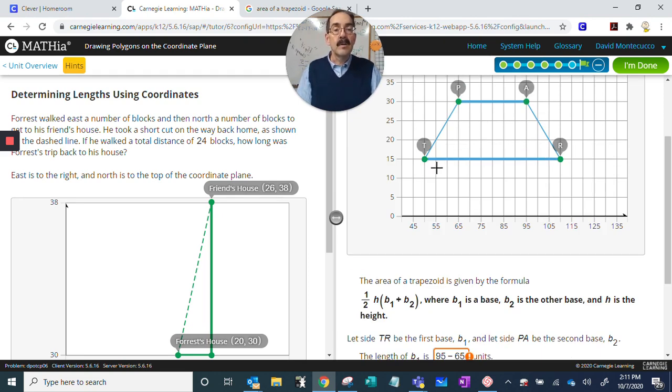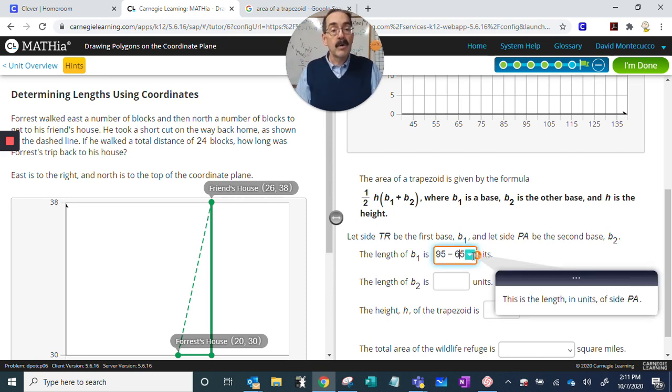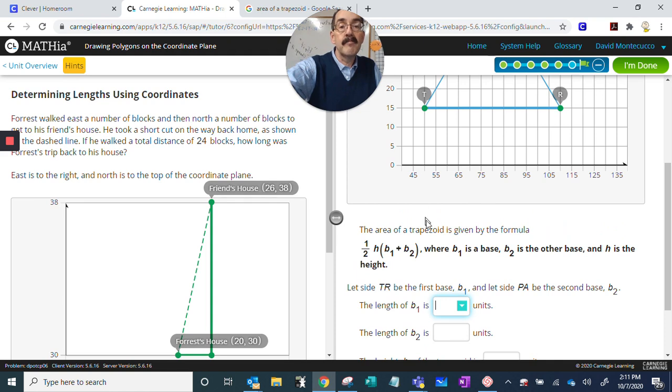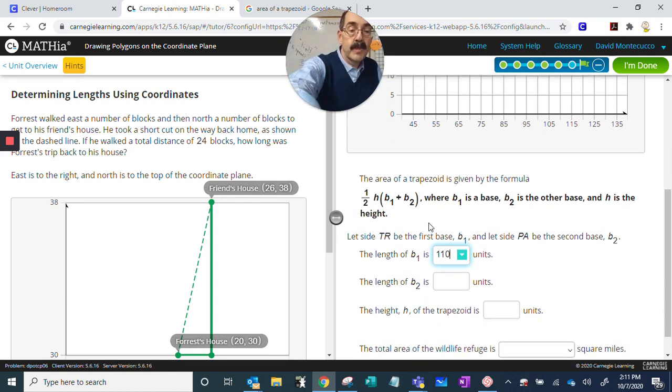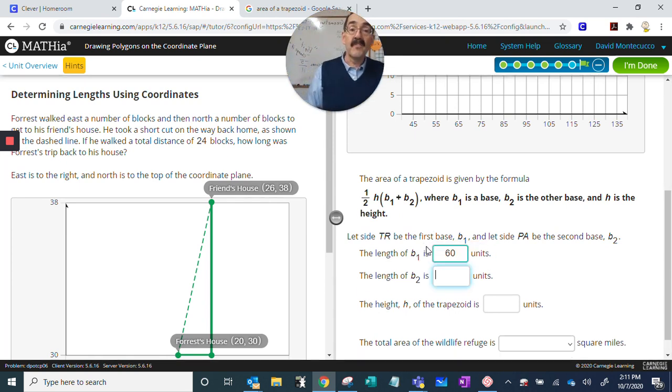TR. 110, 50. Well, you can see I did it wrong. It told me I did it wrong. When you get it wrong, that was PA. We needed TR. So let's just erase. And I wanted you to see that you can just type right in here. So what was it? 110 minus 50. And it does the math for you. That's a helpful tool.